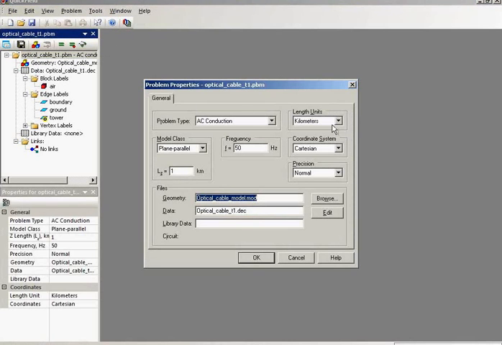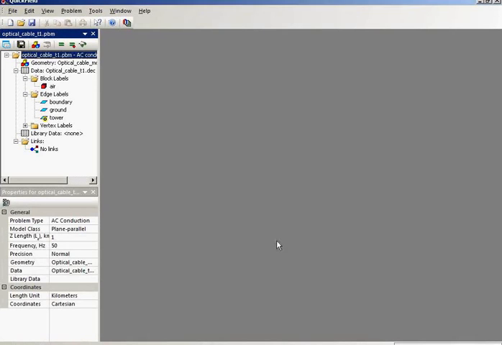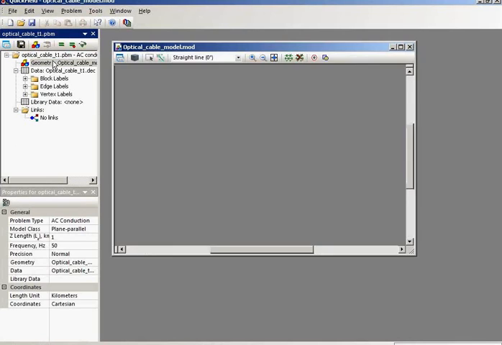The transmission line works at AC, alternating current, so the problem type is AC conduction. I will simulate the AC electric field. The frequency is 50 Hz and the transmission line length is 1 kilometer. Now let's take a look at the geometry model.